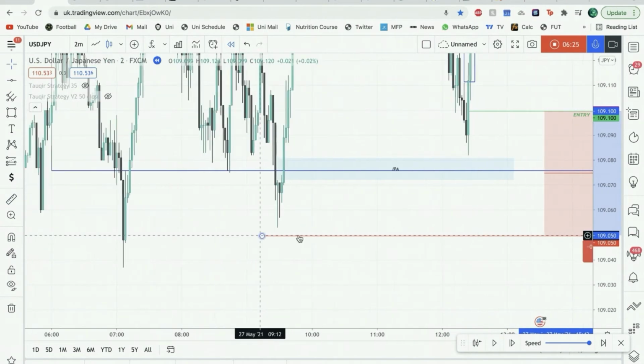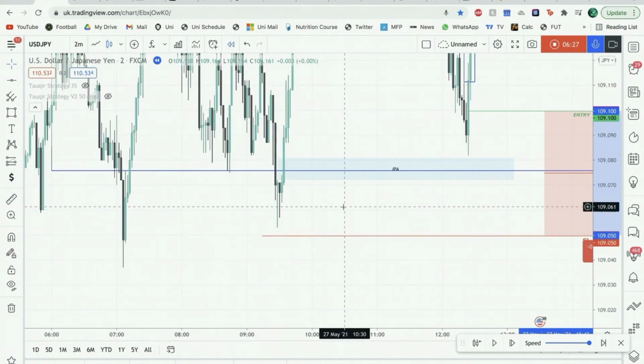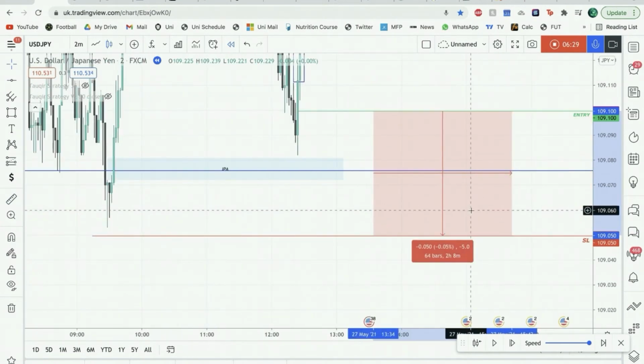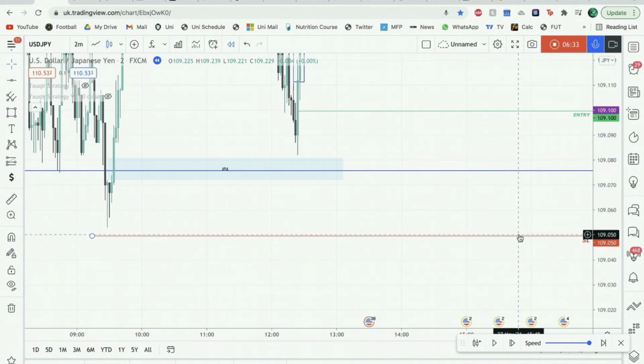Yeah, we do. So as you guys can see, on this 2-minute time frame, it looks like a massive stop loss, right? But in reality, it's only 5 pips, guys. Okay, so that's our entry and that's our stop loss.